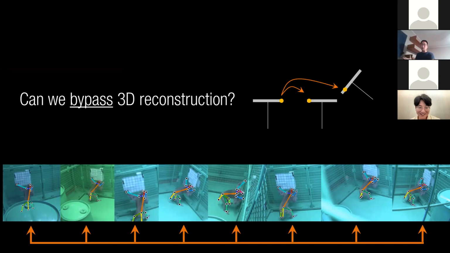So the next question is, can we bypass the 3D reconstruction? The main limitation of the data augmentation scheme that I talked about is that we have to reconstruct the point in three-dimensional space. That's why the augmentation is still limited. But if we can bypass the 3D reconstruction, then maybe we can use unlabeled data to supervise other unlabeled data. I will talk about what I mean by that.